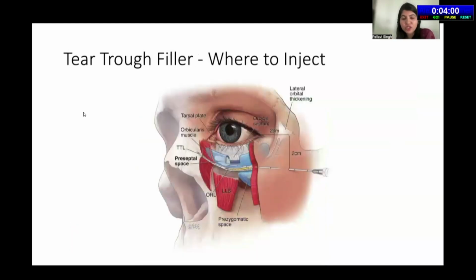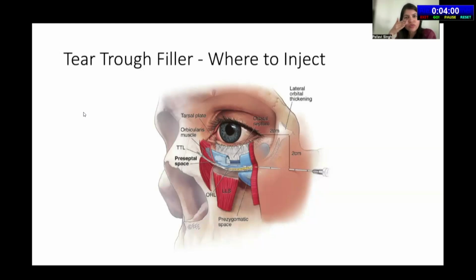Now, where to inject? Again, there's a lot of conversation about whether you want to use a needle or a cannula. Regardless of whatever method you're using to inject, what is important to understand is that you want to be injecting in the preseptal space, because once you cross the septum, you're injecting this product into the orbit, and you're wasting product. So you want to be injecting in the preseptal space.